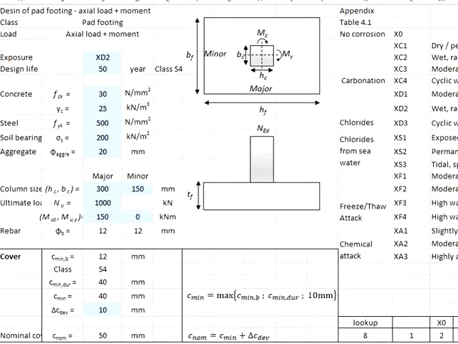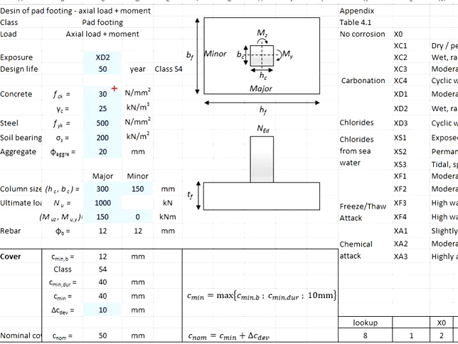In this case, we deal with the pad footing subjected to the ultimate axial load of 1000 kN and the moment in the major axis of 150 kN-meter. It is assumed that the exposure class is XD2, which is subjected to chloride attack and it is always wet. We set the design life of 50 years.